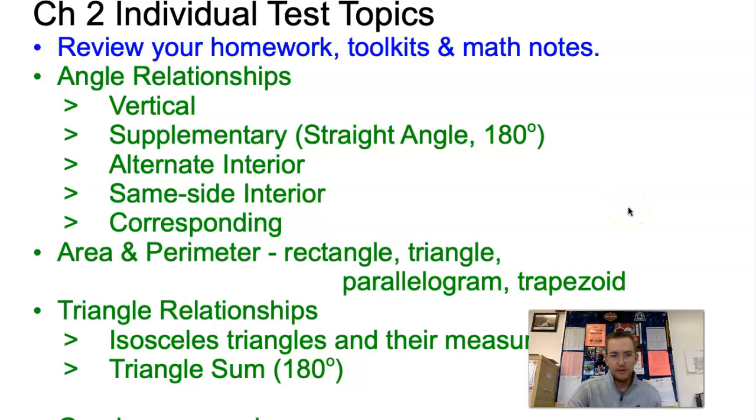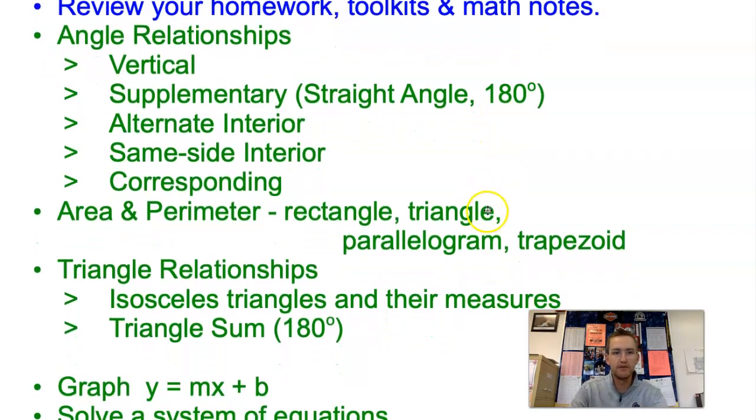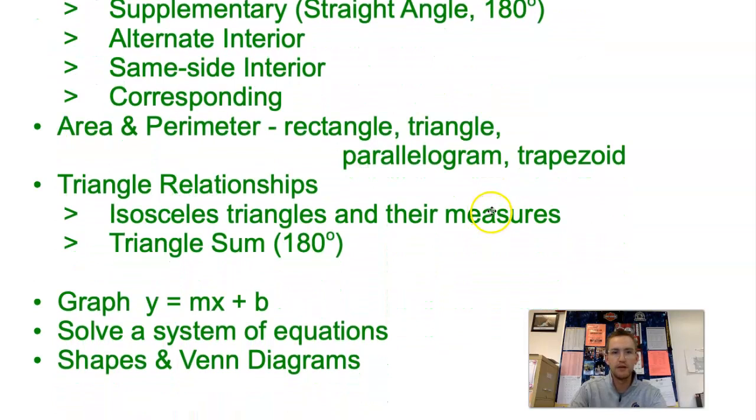Area and perimeter, again, rectangles, triangles, parallelograms, trapezoids, all fair game because we talked about those yesterday in class. And furthermore, a little bit more down the page here, triangle relationships, isosceles triangles and their measures. When we have two equal sides, base angles are the same, all that kind of good stuff. And then the triangle sum theorem, that all three angles in any triangle will always add up to 180 degrees. And then the last couple things: graphing y equals mx plus b, so slope-intercept form of lines, solving systems of equations. We've seen that in our homework quite a bit the last couple of days, and then shapes and Venn diagrams. All that stuff is fair game for the test.